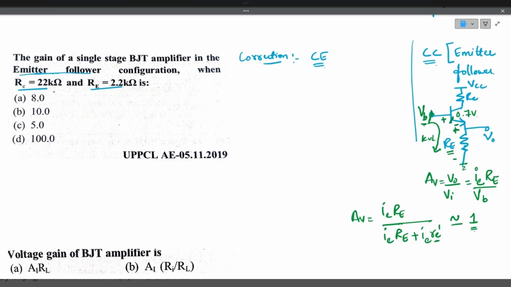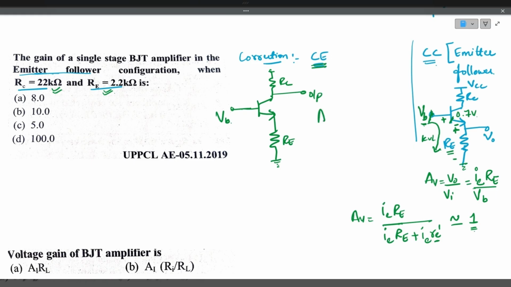But here he has given the collector resistance and emitter resistance both and asking to calculate the gain. So this must be for common emitter configuration. For common emitter configuration, input is at the base, output is at the collector. This is the collector resistance, output is collected here. And this is the emitter resistance.